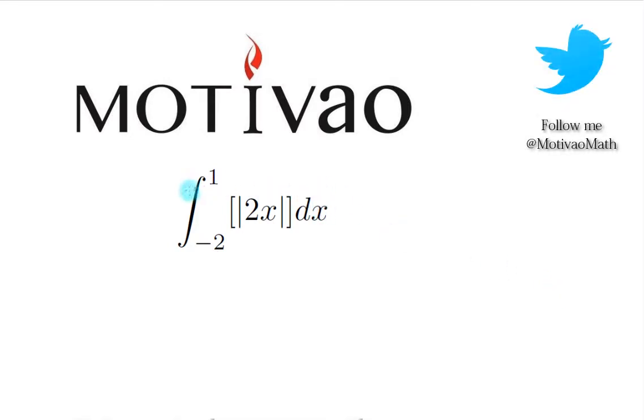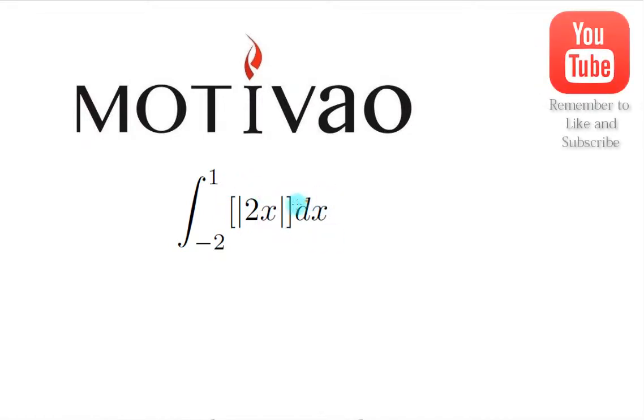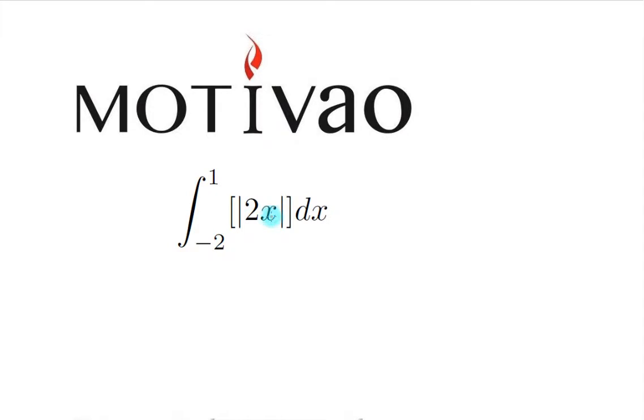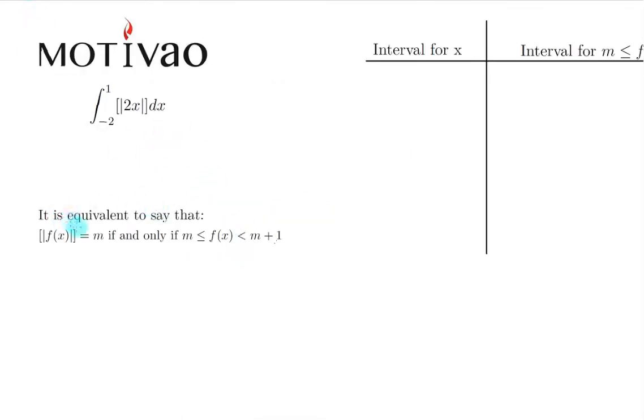Today I'm gonna be doing the integral from -2 to 1 of the greatest integer function of 2x. Even though this 2x looks simple, it's gonna change a lot in how we do this type of integral. So let's go straight to the definition like always. The greatest integer of f of x equals m if and only if m is less than or equal to f of x less than m plus 1. Now here f of x equals 2x. Okay, now let's go to our table.